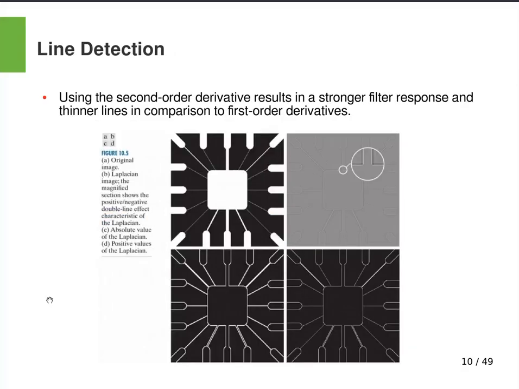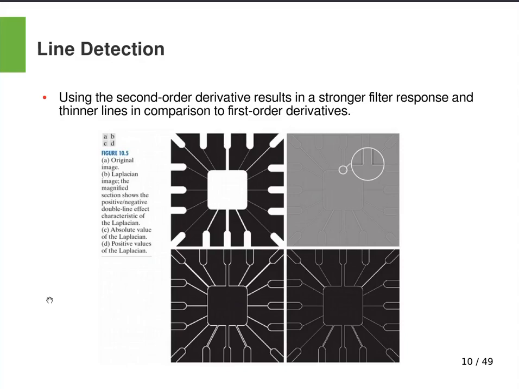We can use the first and second order derivatives to detect lines in the images too. So here we use second order derivative to detect lines in the images, and the reason for that is second order derivative result in a stronger filter response and also thinner lines in comparison to first order derivative.